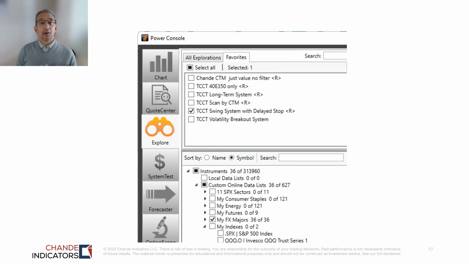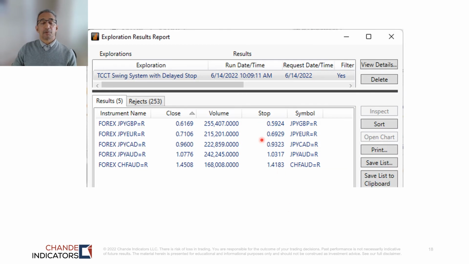The Metastock package has a scan that we can also use to find opportunities. It tells you when there has been a breakout or an entry within the last, say, day or two. And then this is an example of, in the upper box in their power console, you can select the swing system with delayed stop as the template. And in this case, I've used FX majors or just the cross rates to again show you that you could use this on any instrument. This is what the scan looks like, the results of the scan, and there are a number of cross rates that provided entry. So let's look at a chart to see what it looks like.